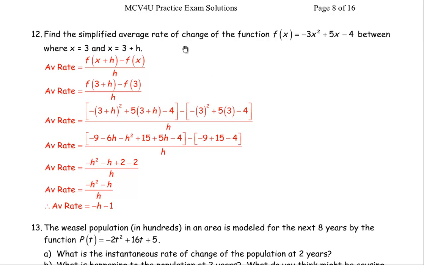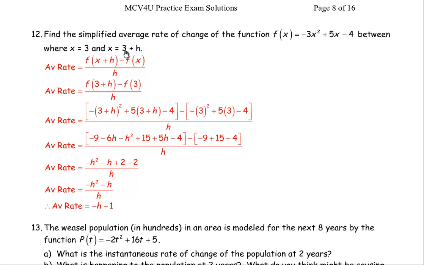For question number 12 here, we're asked to find the simplified average rate of change of this function between where x is 3 and x is 3 plus h. Now, it's an average rate of change. This is not a derivative. It's really a slope calculation. And so that's why there's no limit right here as h tends towards 0.